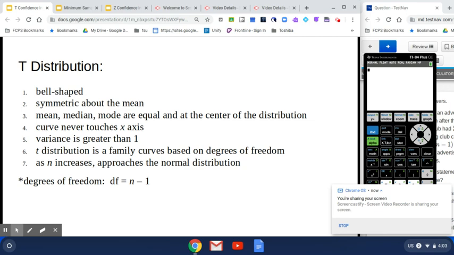But here are some differences between the t-distribution and the z-distribution. The variance of the t-distribution is greater than 1. The t-distribution is a family of curves, and that's based on the degrees of freedom, which is connected to the sample size used in the prompt. And as n increases, it approaches the normal distribution. So the bigger the n value, the bigger the degree of freedom value, and the closer the curve comes to the normal z distribution chart. Degrees of freedom are calculated by taking the sample size and subtracting 1.